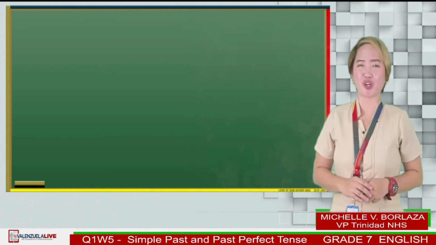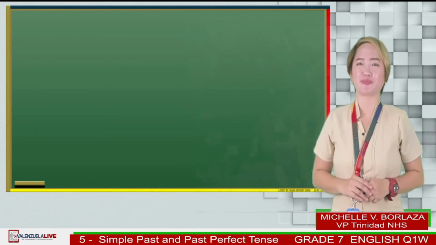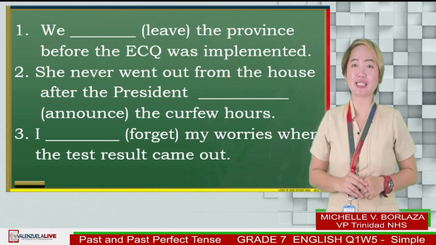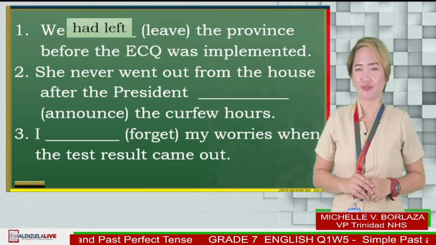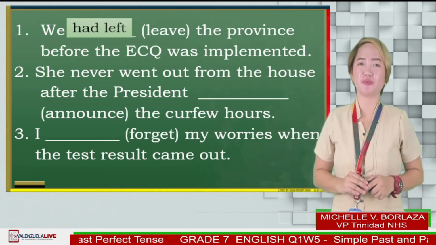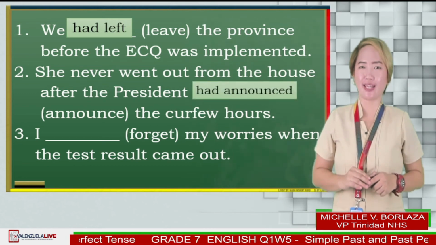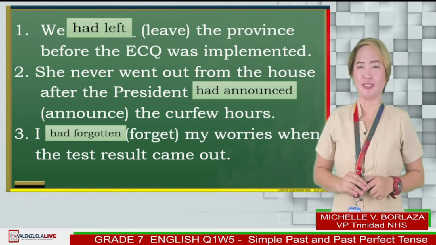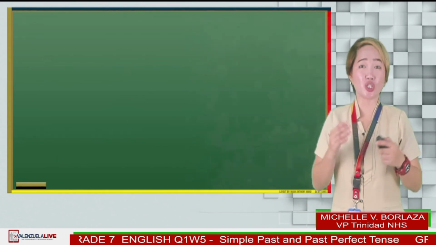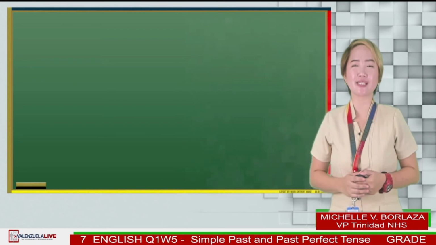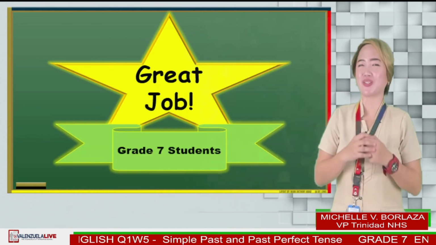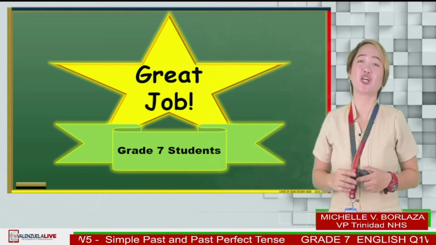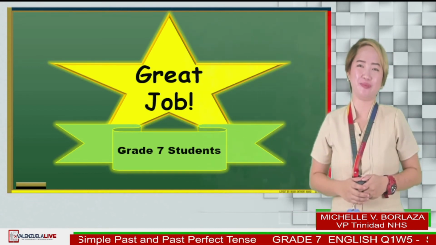Let's now check your answers, learners. For sentence number 1, the correct answer is had left. For number 2, had announced. For number 3, had forgotten. Did you get a perfect score, learners? Wow, congratulations! And you're getting all the correct answers. Great job, grade 7.